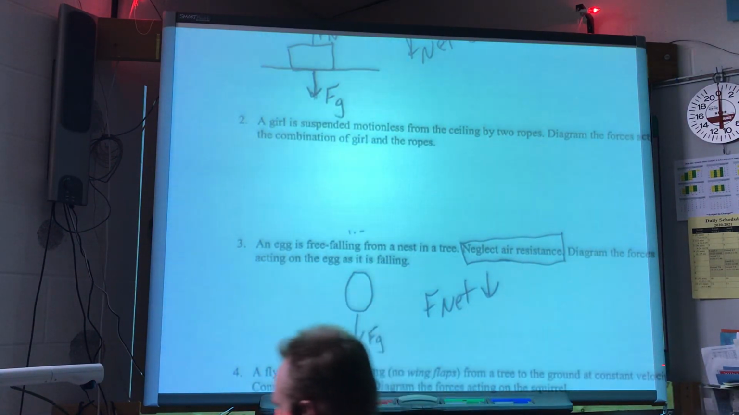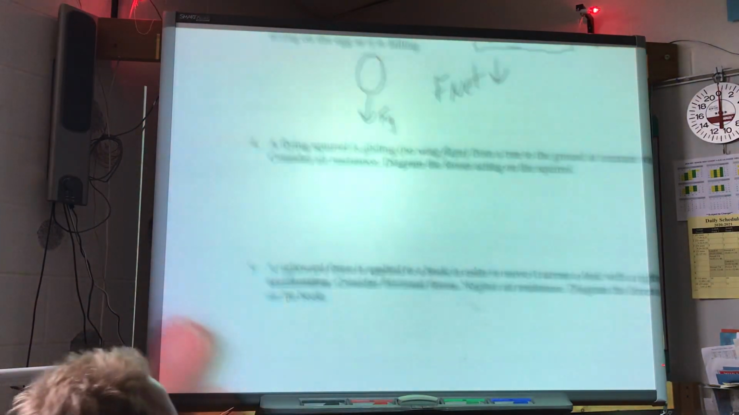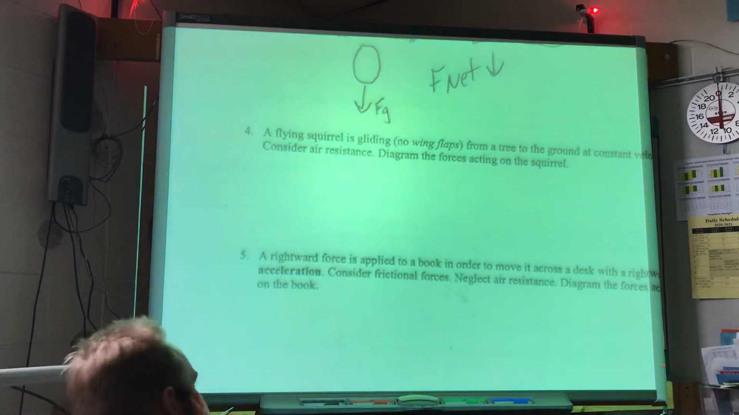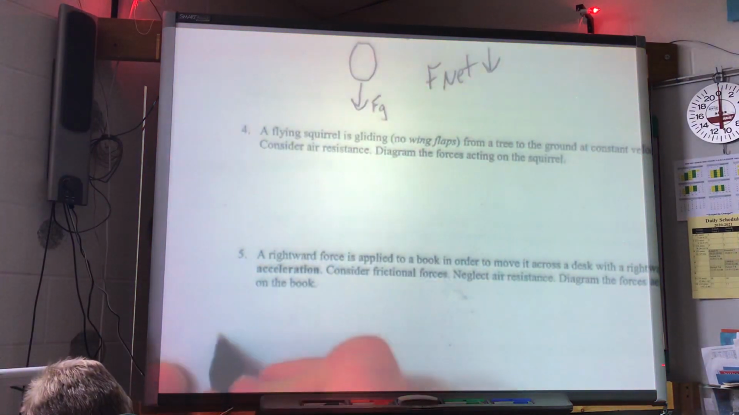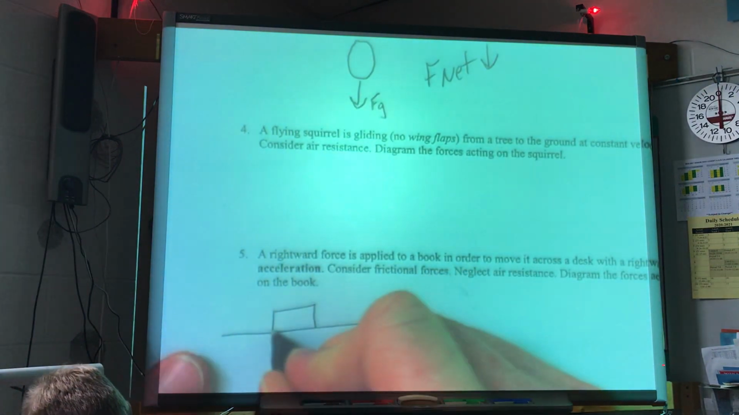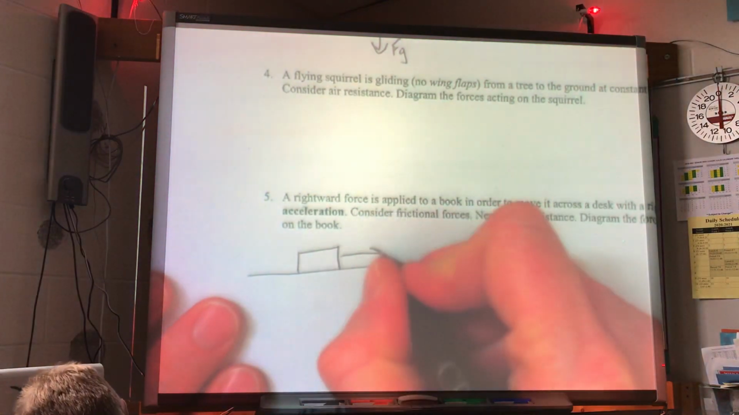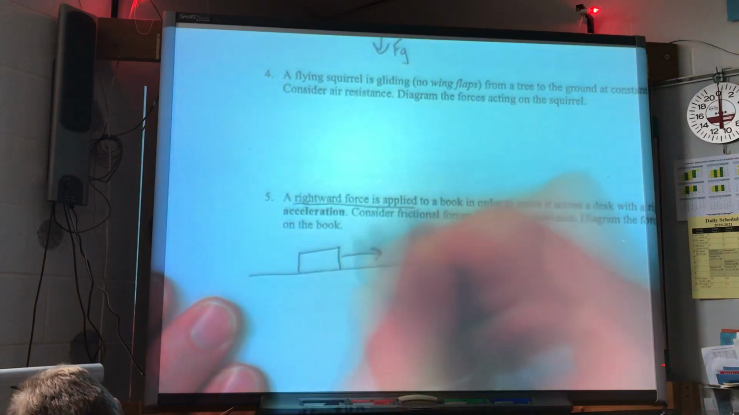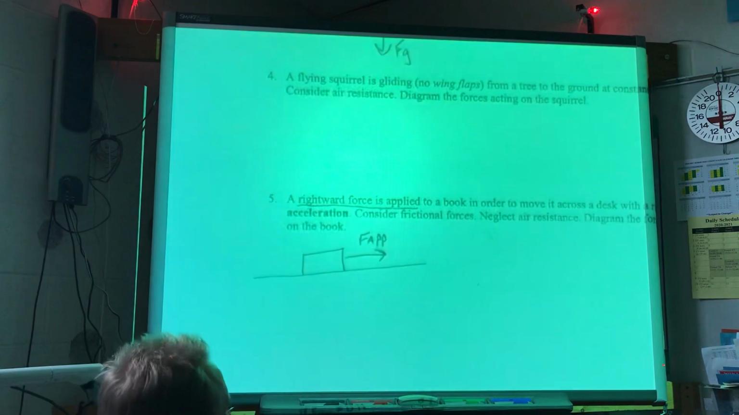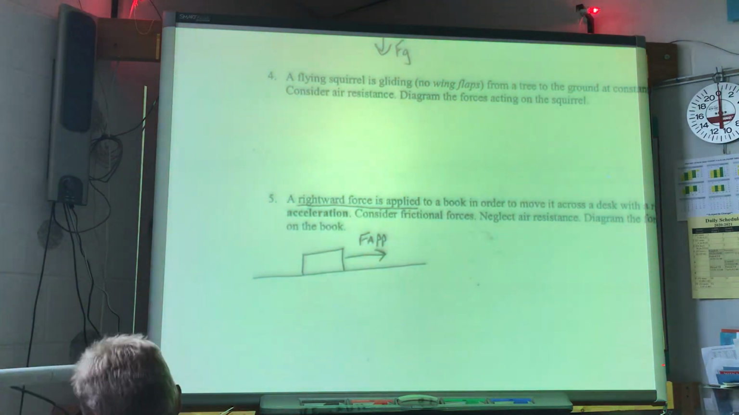Let's try number 5. A rightward force is applied to a book. What's the opposite of a rightward force? A leftward force, right. So we have a book that's on a desk. There's my book on my desk. A rightward force is applied, which means there is some type of applied force. A rightward force is applied to a book in order to move it across the desk with a rightward acceleration.